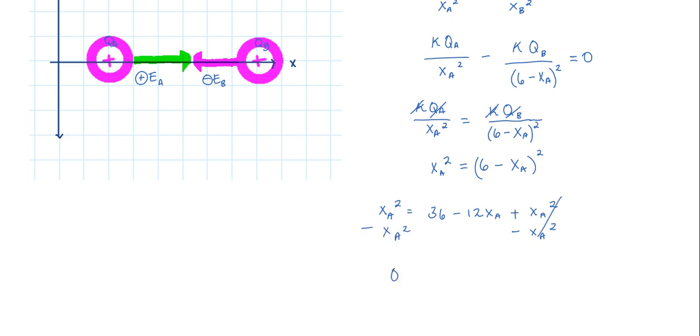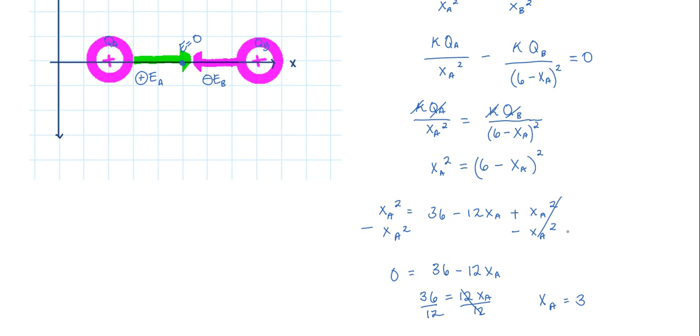That's going to leave me with 0 is equal to 36 minus 12XA. And then if I add 12XA to both sides, I have 36 equals 12XA. Divide by 12 on both sides, and I'm left with XA is equal to 3 units. In this case, I didn't state what they were. So basically what we're saying is that at 3 units away from XA, so let's see, 1, 2, 3, the electric field is technically supposed to be 0.